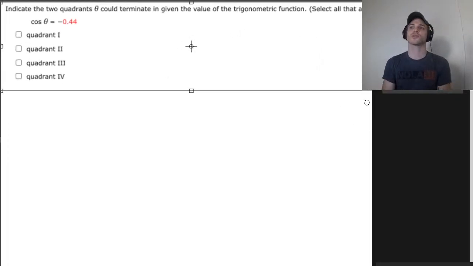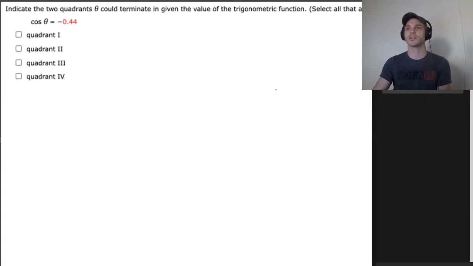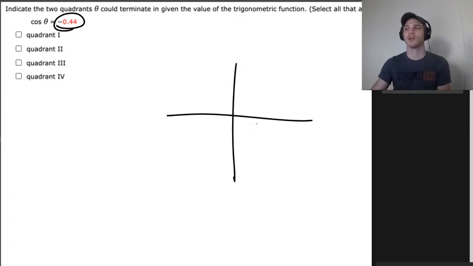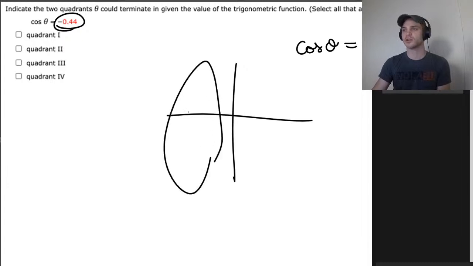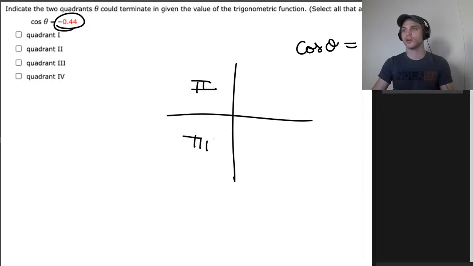Indicate the two quadrants where theta could terminate in the given value. Okay, so this is the same kind of problem. Here, cosine is negative. So we're asking ourselves, where is cosine negative? Well, cosine of theta is equal to x over r. r is always positive, so we're asking, where is the x coordinate negative? The x coordinate is negative in these two quadrants, which are quadrant 2 and quadrant 3. Here and here.